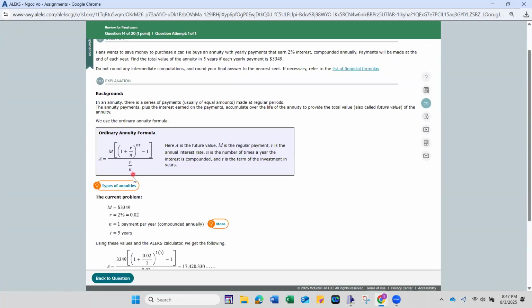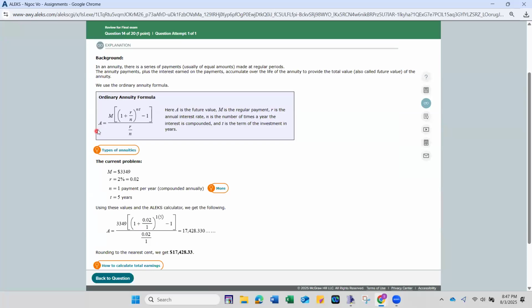So, the annuity formula looks like this. In this formula, remember the meaning of the M symbol, which represents regular payment. It can be monthly payment, annual payment, or quarterly payment. But in other words, it is a payment. Then you have brackets. Inside the brackets, the formula is 1 plus R over N. Again, R represents rate, N represents number of times a year the interest is compounded, and T represents timing here.